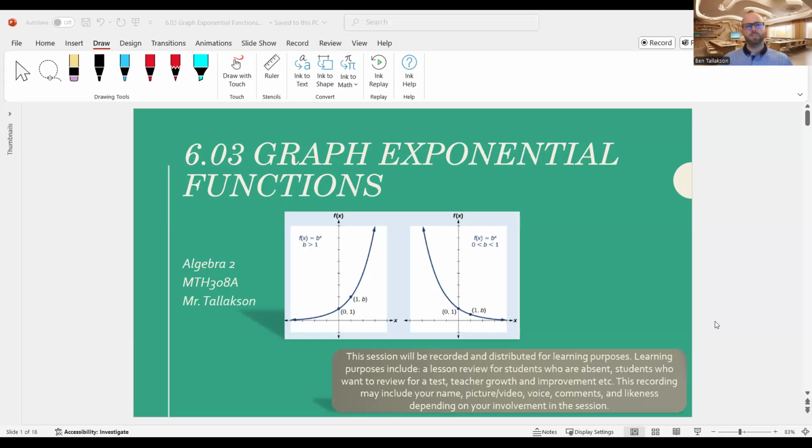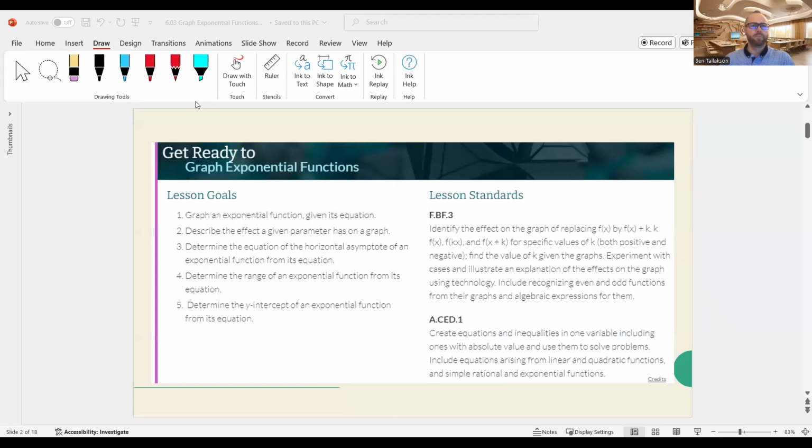Here we go. 6.03 graph exponential functions. The time has come. So here are two pictures. We've seen exponential functions on graphs a little bit, but today we're really going to learn how to actually graph them. Okay, our lesson goals: graph an exponential function given its equation.